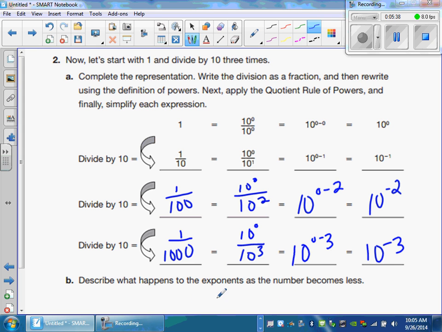So again, they want you to describe what's happening to the exponents as our numbers get smaller. Well, same thing here. Our numbers are also going to get smaller, or our exponents, I should say. So go ahead and write an answer in there for letter B, and then you can flip over to the next page and we'll do some more practice.